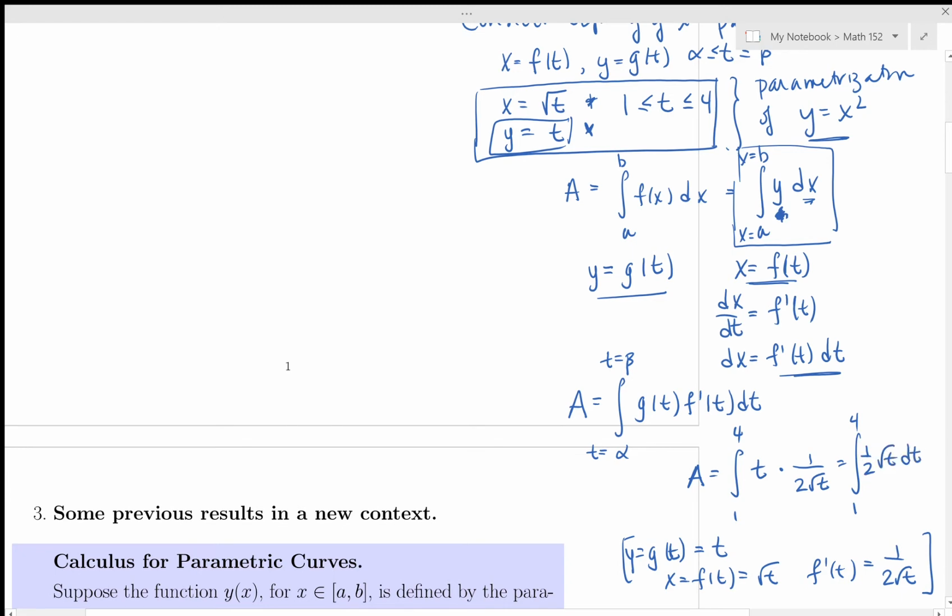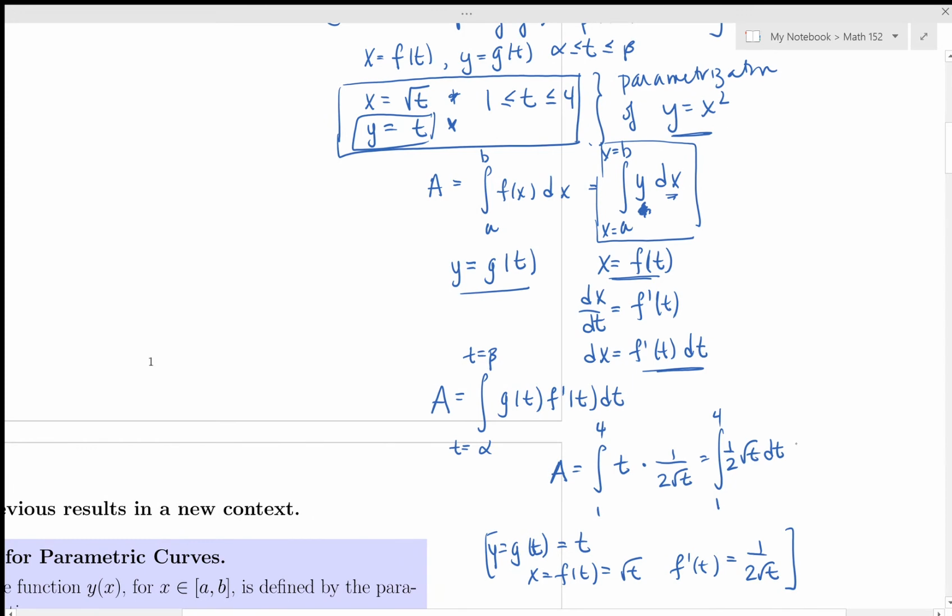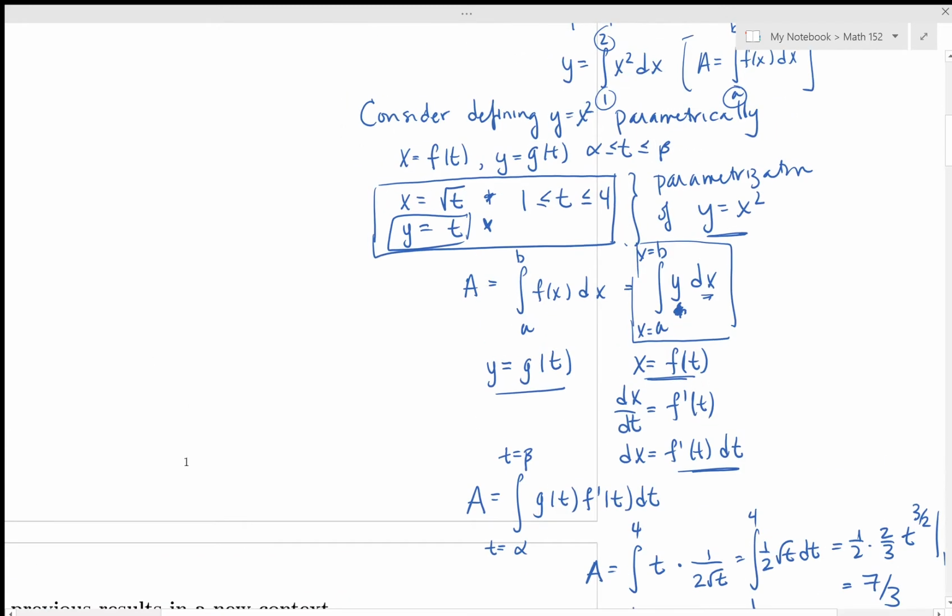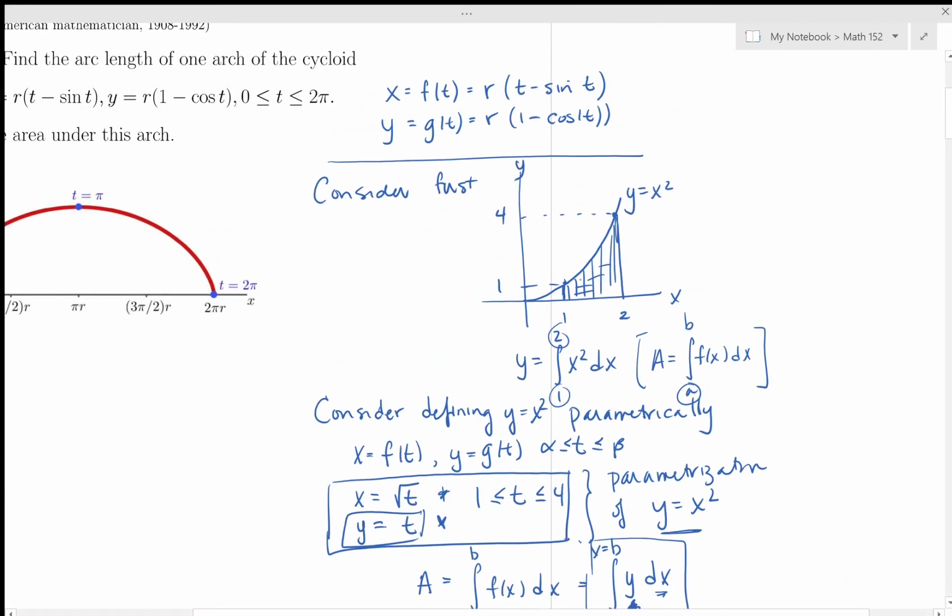Okay, and then that's a simple integral. Right? That's going to be 1/2 times 2/3 t to the 3/2 evaluated at 1 and 4, and that number comes out to 7/3. So the area under that parabola, which I've calculated through my parametric description, is 7/3. That is what I think. So this area here, I calculated it parametrically. I found that the area is equal to 7/3.